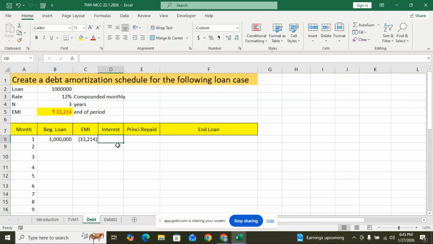And here, how are you going to compute the interest? Equals to 10 lakh into 12% divided by 12, because per month you're supposed to pay the interest. So equals to loan amount into 12% by 12. Press enter. So the interest amount is 10,000.